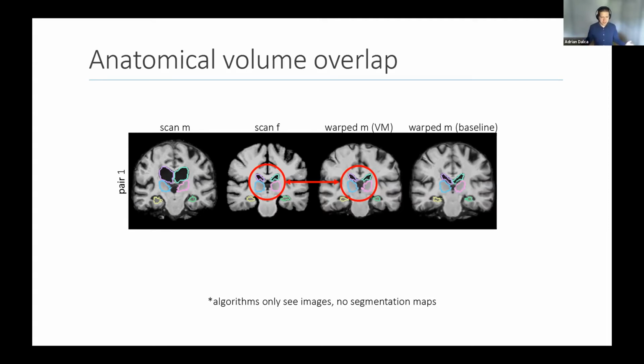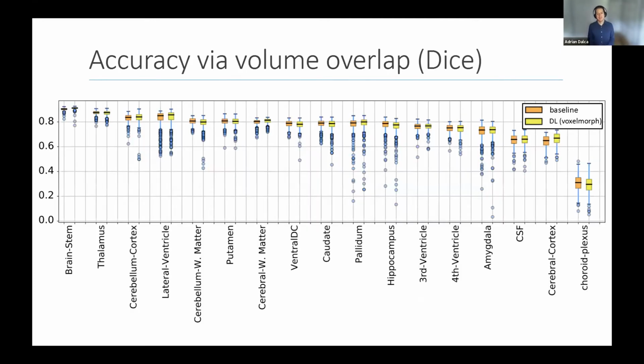And when we first look at the results of the very basic deep learning registration method that we call VoxelMorph, the results are basically the same as classical models. You basically achieve the same accuracy. So here on the y-axis is Dice, and the different structures that I'm showing you.